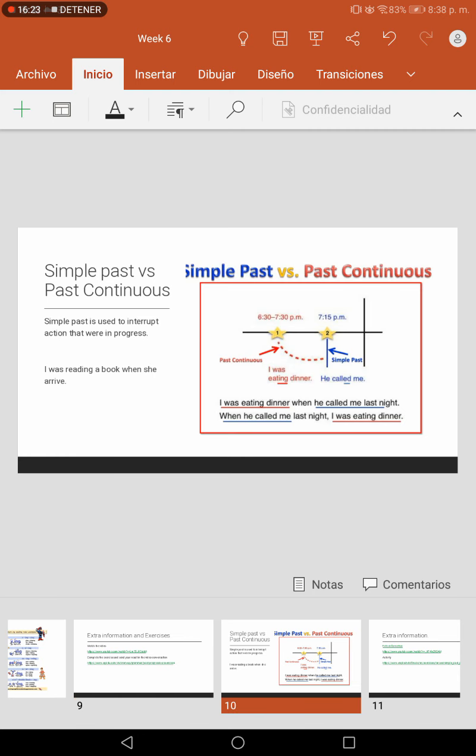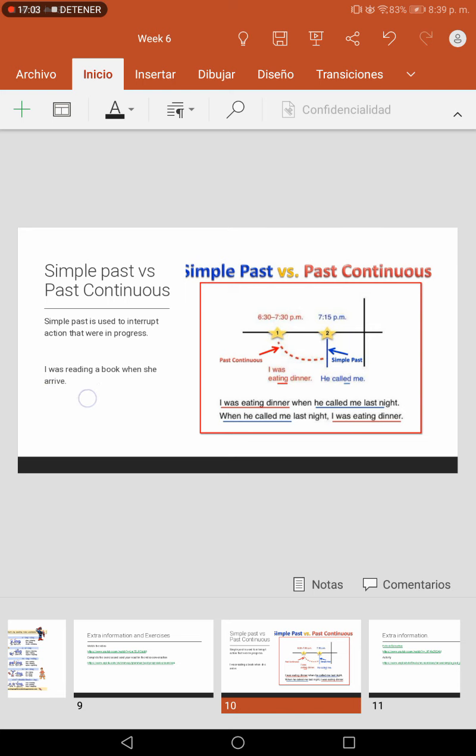Okay, now, simple past versus past continuous. ¿Cómo se combinan el pasado simple y el pasado continuo? As I told you before, when we use past continuous, we can use it to talk about an action interrupted by other action. El pasado continuo se usa para hablar de una acción que fue interrumpida por otra acción. Esa otra acción es el pasado simple. It says simple past is used to interrupt actions that were in progress. El pasado simple interrumpe acciones en progreso o en pasado continuo.